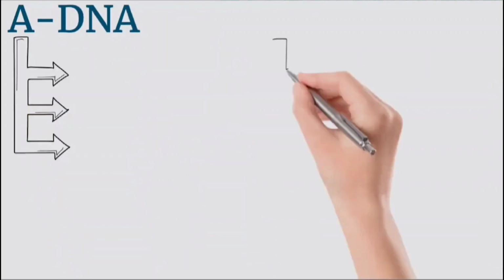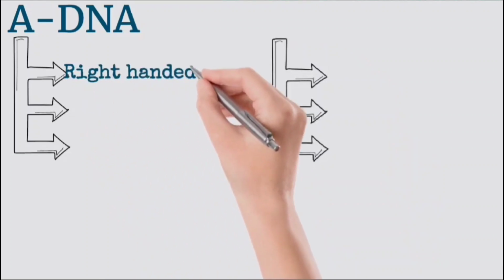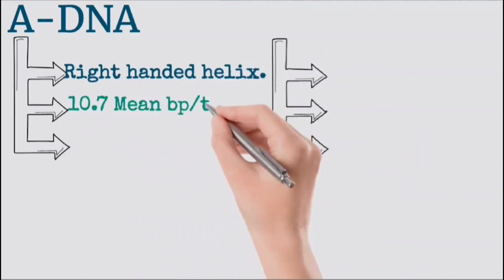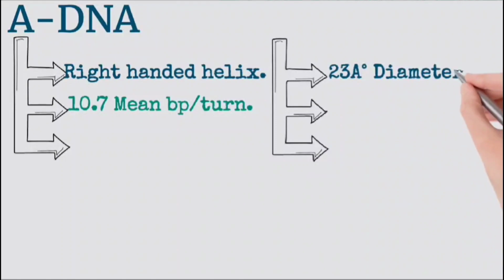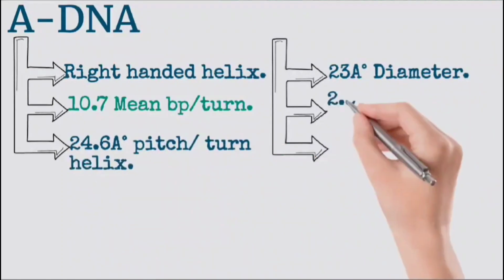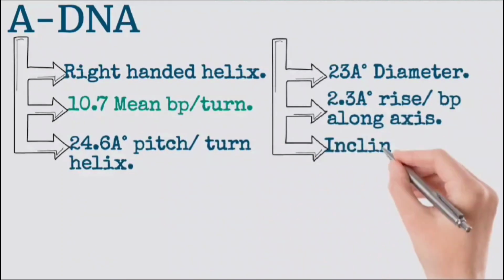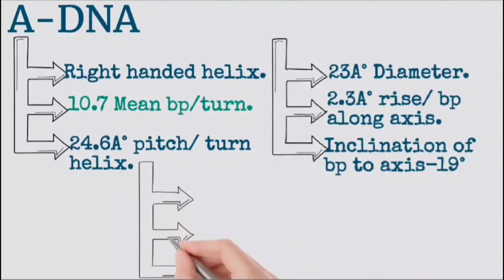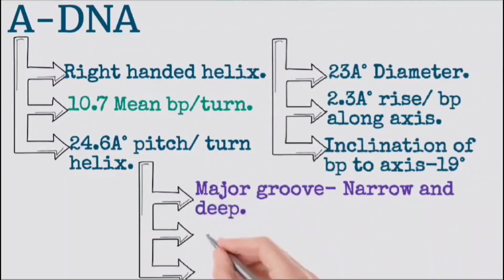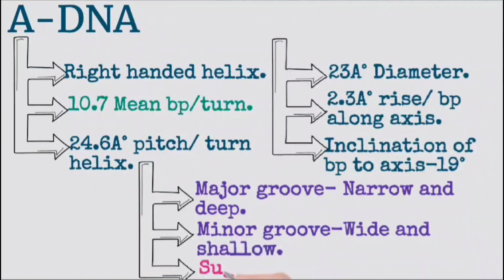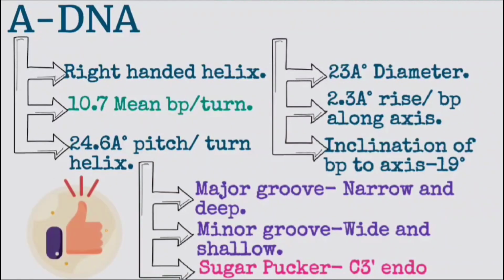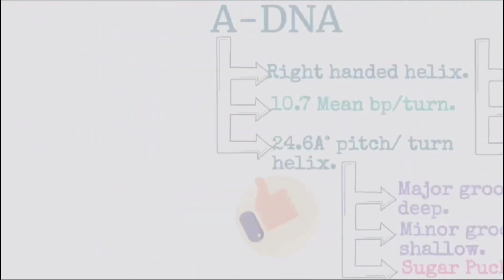First is A DNA. It is also a right-handed helix with 10.7 mean base pair per turn, 23 angstrom diameter, 2.3 angstrom rise per base pair. Major groove is narrow and deep, whereas minor groove is wide and shallow. Sugar pucker is C3 endo. Pentose sugar is non-planar and the non-planarity is termed as puckering.